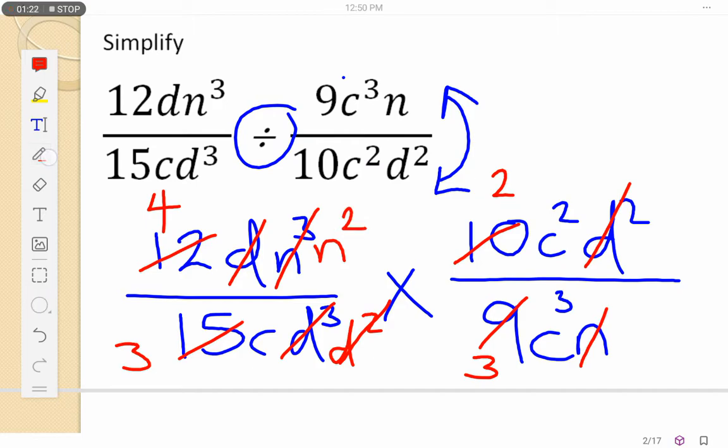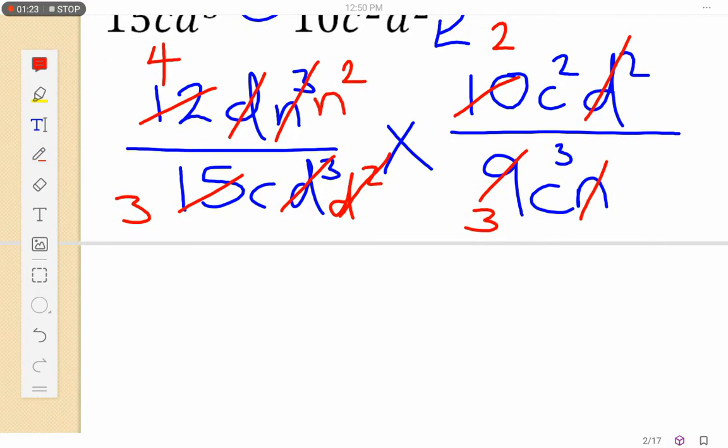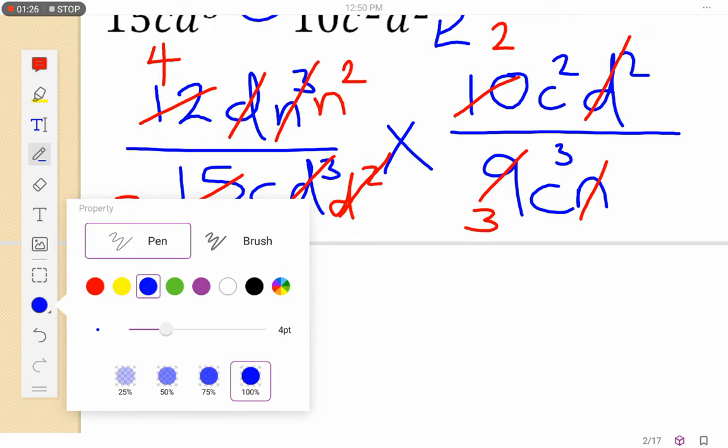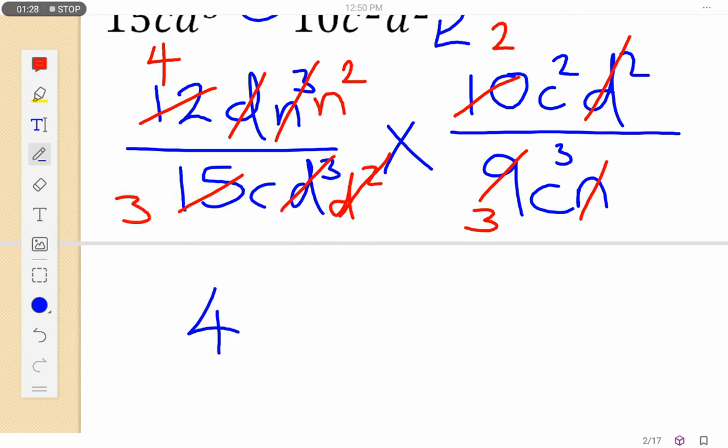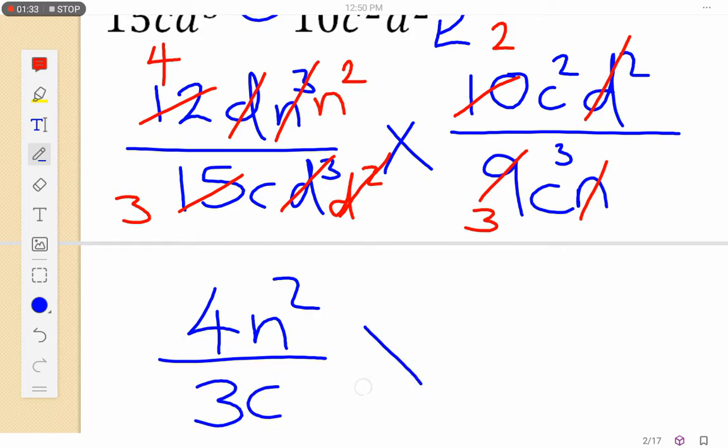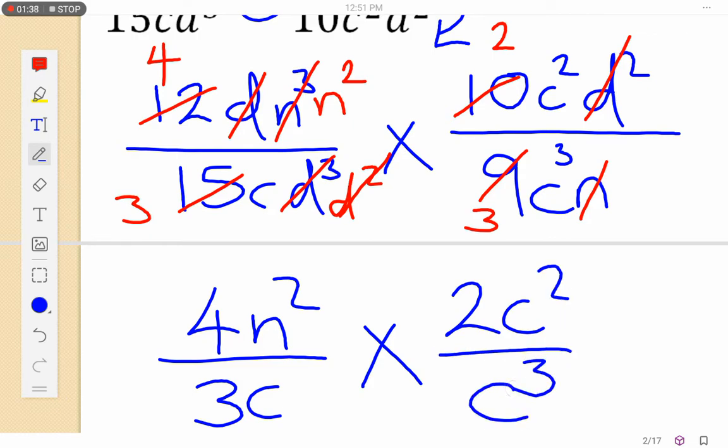Let's write what we have so far so that we don't confuse ourselves. So we now have 4n squared over 3c, okay, times 2c squared over c cubed. Okay, that's what we have so far. Did I leave anything? C here, c squared. Okay, I think that's correct.